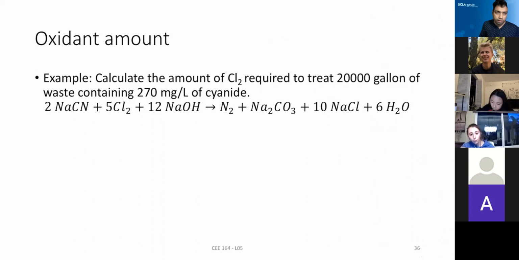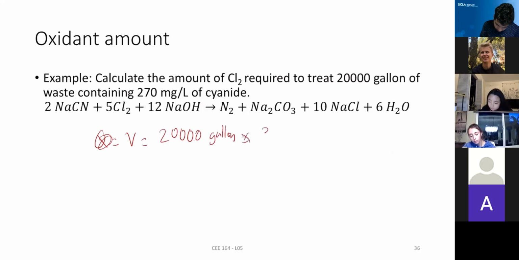So this example is: calculate the amount of chlorine gas required to treat 20,000 gallons of waste containing 270 milligram per liter of cyanide. Okay. So you are pumping this much water, 20,000 gallons. The volume is given, 20,000 gallons, which you can convert to liters. One gallon is 3.785 liters. So this will tell you the number, whatever that value in liters.